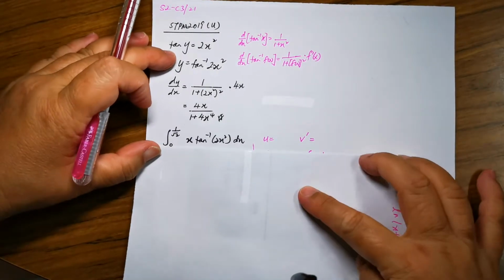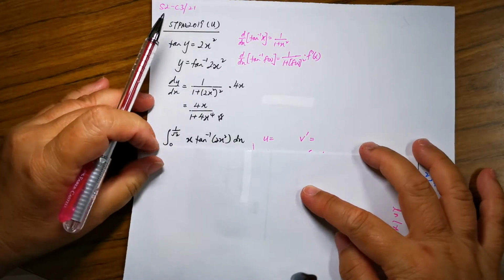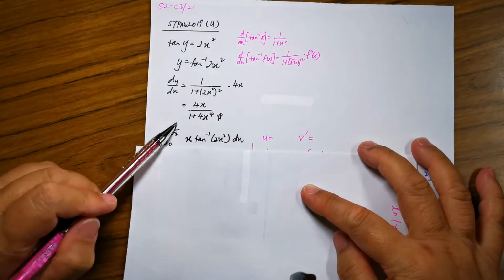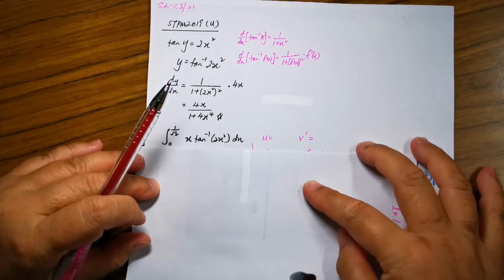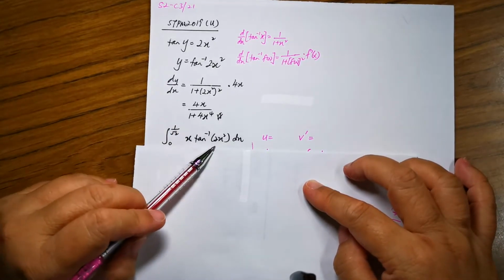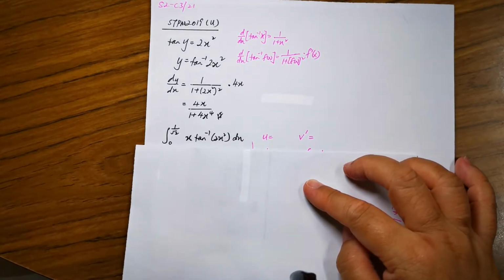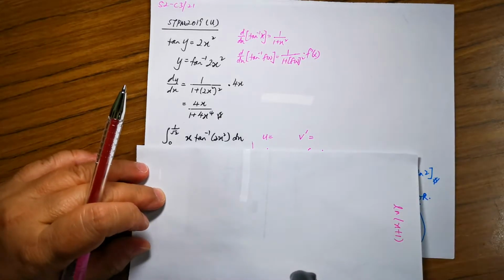Find this definite integration. Integrate x arctangent 2x squared dx from 0 to 1 over square root 2. When you see multiplication of two functions, definitely integration by parts.